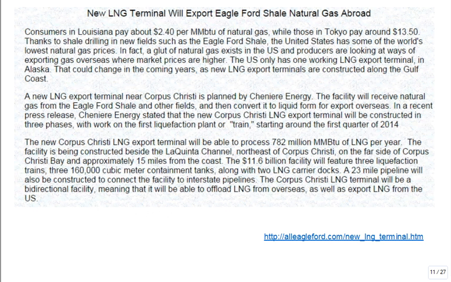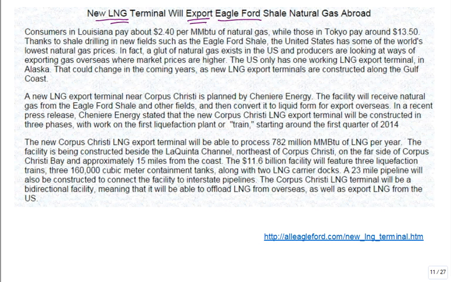Here's another one. A new LNG terminal will export. This is common. So usually you build a facility to receive LNG or to export it. And they're going to export the gas that we're pumping out of the ground just around here.